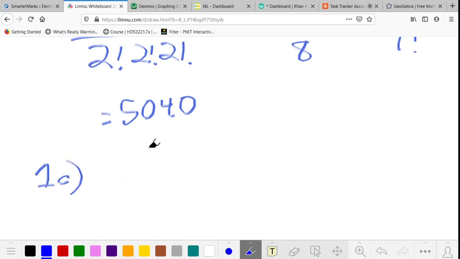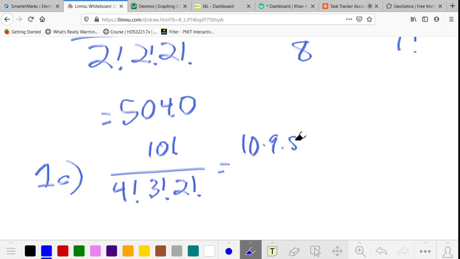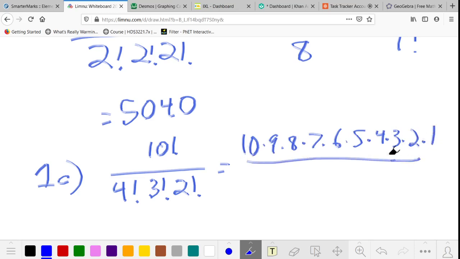1c, 10 factorial over 4 factorial, 3 factorial, 2 factorial. So that's 10, 9, 8, 7, 6, 5, 4, 3, 2, 1 over 4, 3, 2, 1. Those cancel those. Times 3 times 2 times 1, which is 6. So those cancel. Times 2.